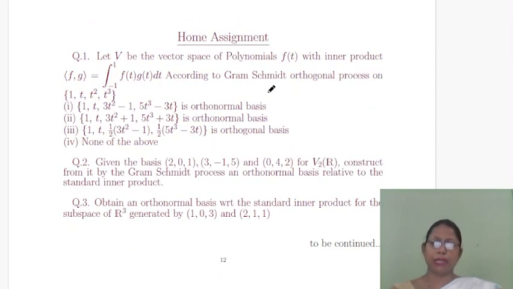These are your home assignment. You should try to solve this. In case of any problem, you should inform me, and I will solve it for you. The remaining will be in the next class. With that, I would like to conclude. Thank you.